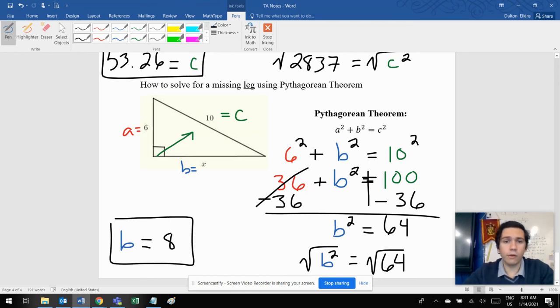And that is how I use Pythagorean theorem to solve for a missing leg of a triangle.